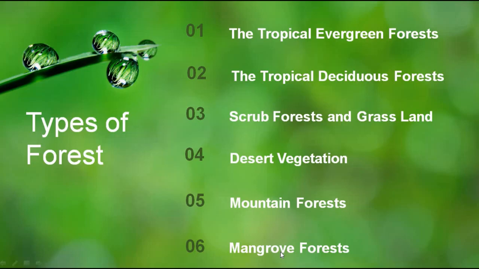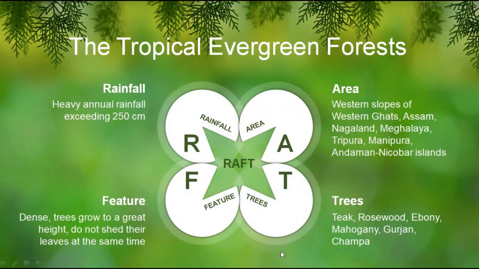Let us discuss each. First one, the tropical evergreen forest. See here, RAFT, R-A-F-T. For this forest: how much rainfall is necessary, in which area it is found, which are the special features of this forest, and which trees are found here. Total RAFT, very easy to remember. If you write RAFT, this much information is enough if in the exam they ask about evergreen forest.